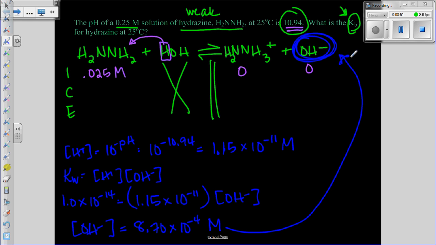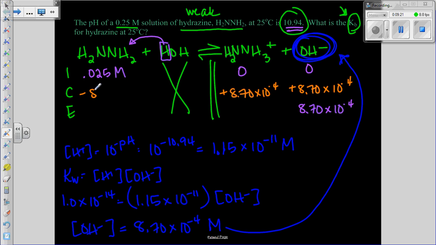So that's this concentration at equilibrium. I want to fill that in on my equilibrium line. So 8.70 times 10 to the negative 4th. Okay. So what that means is that hydroxide went up by that same value. Because this is a 1-to-1 molar ratio, the other product also went up by the same amount, and hydrazine went down by that same quantity. So on the equilibrium line, both of our products have a concentration of 8.7 times 10 to the negative 4th, and hydrazine has a concentration of 0.02413, and these are all molar.